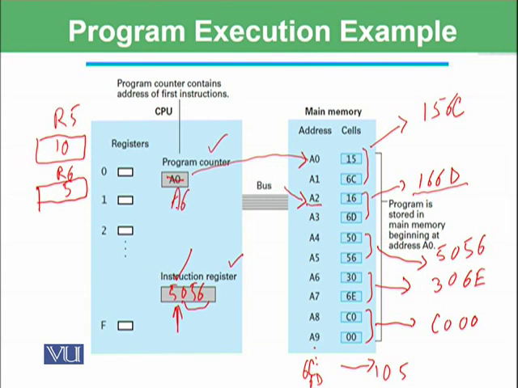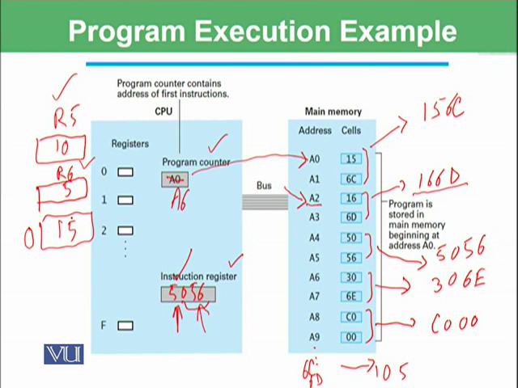5056 means 5 means that you need to add. What to add? 5, 6. 5 and 6 are the register numbers within the CPU. These are register numbers 5 and 6. It is saying to add the content of register number 5 to the content of register number 6 and store it in another register, which is known as 0. So 10 plus 5, 15 will be stored at register number 0 that is available in the CPU.